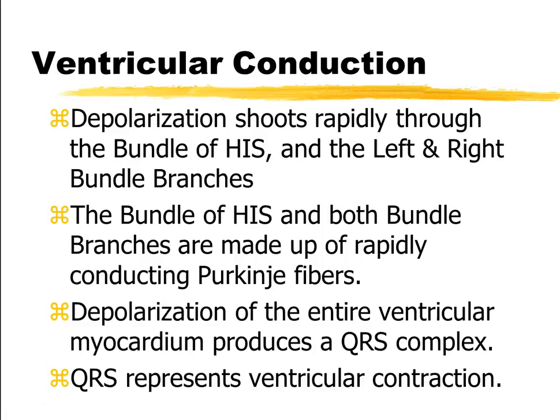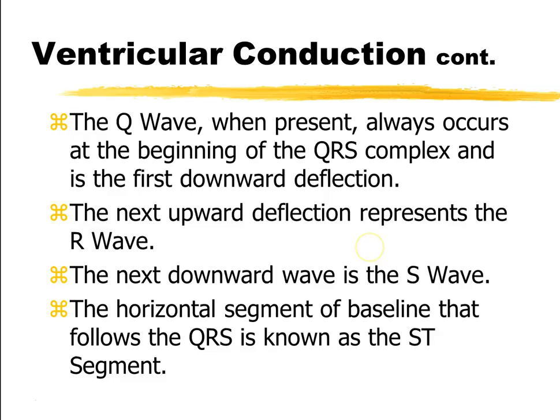Like mentioned here in the slide, that whole process of depolarization is represented in the QRS complex. The Q wave, when it's there, always occurs at the beginning of the QRS complex, and there might be a little tiny downward deflection if you see it. Otherwise, it's kind of hidden in that upward deflection representing the R wave. The next downward part is the S wave.